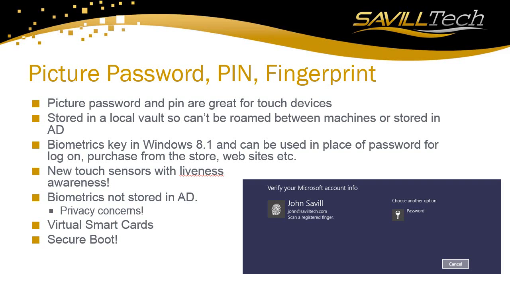And in Windows 8.1, biometrics really is right up there at the front of all of the security mechanisms as a key way to interact. And again, it's exactly the same thing as the picture password and the PIN. Your fingerprint is not stored in Active Directory. It's being used to unlock a vault on your local machine that stores your credential. So it's not going up to some central place where everyone now has a copy of your fingerprint.